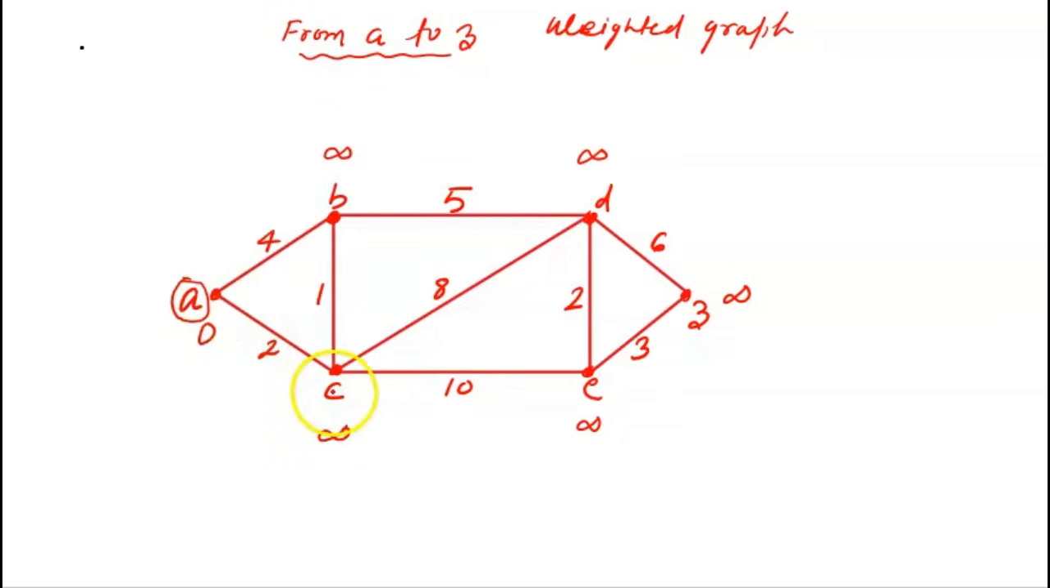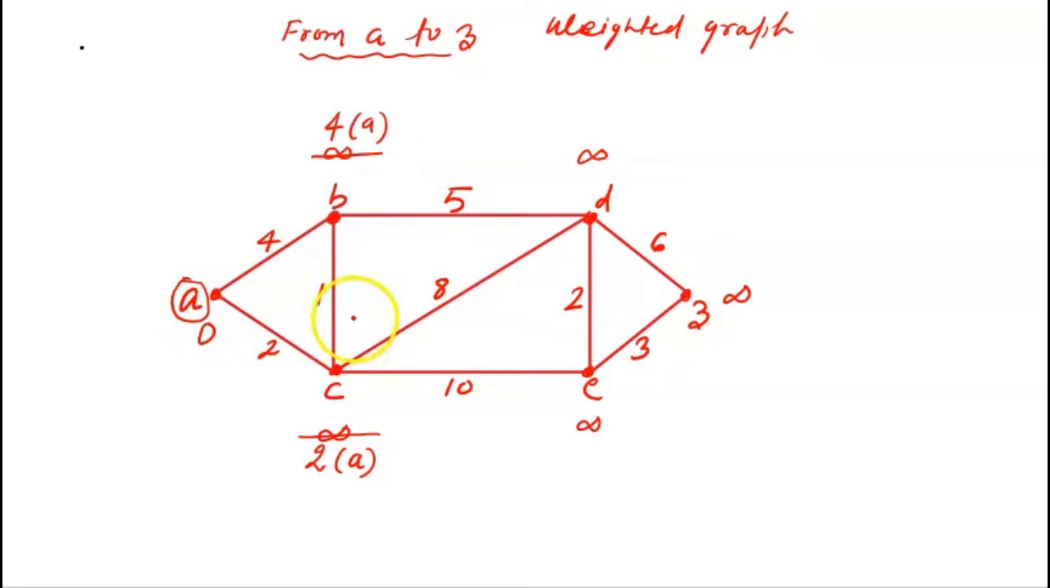The distance from A to C is 2. So I am going to cross this out and write 2, and in the bracket I will write A. This signifies that we have arrived at C from A. And this distance is 4, so I am going to cross it out and write 4(A), just to signify that I have arrived at the vertex B from A, and the distance I have covered is 4.